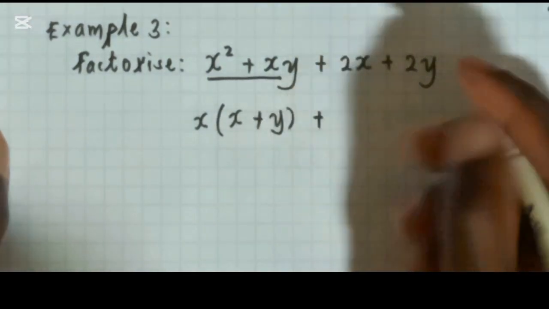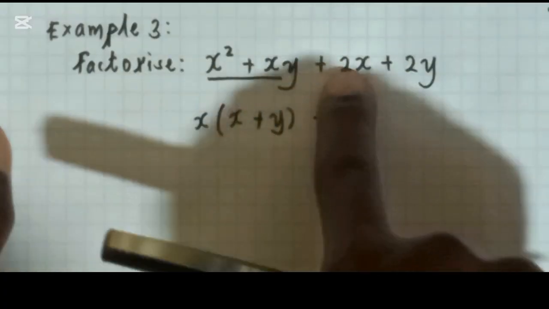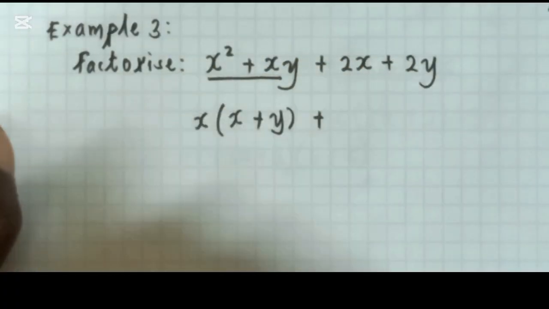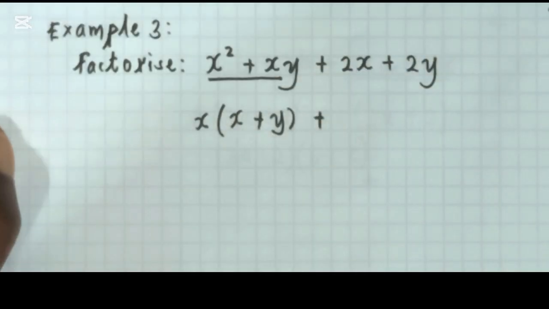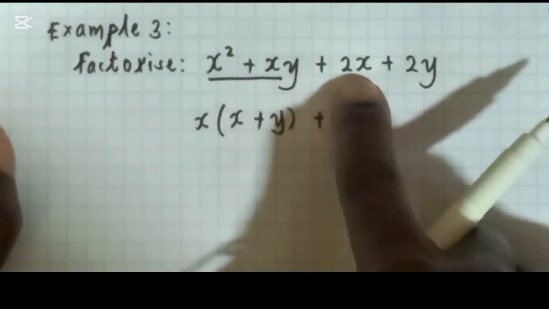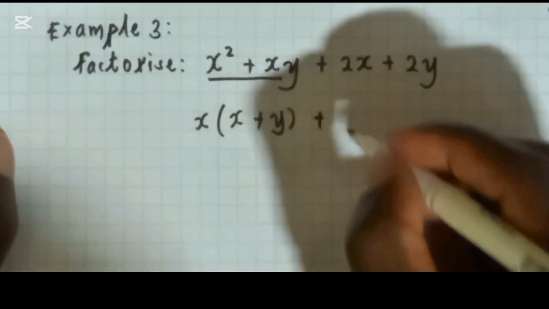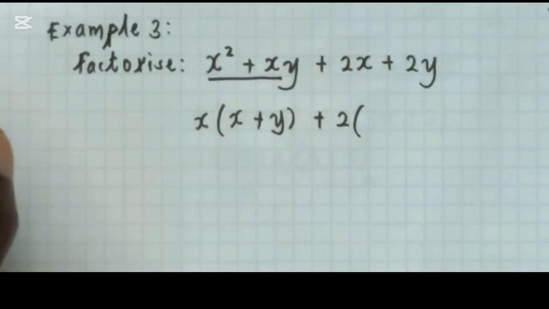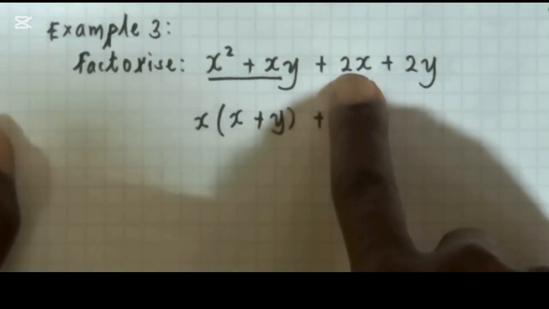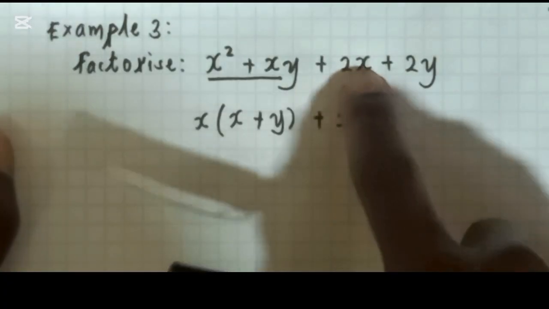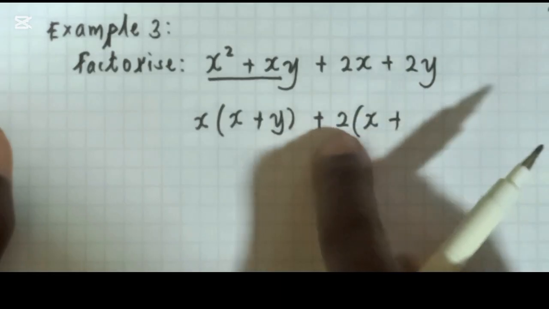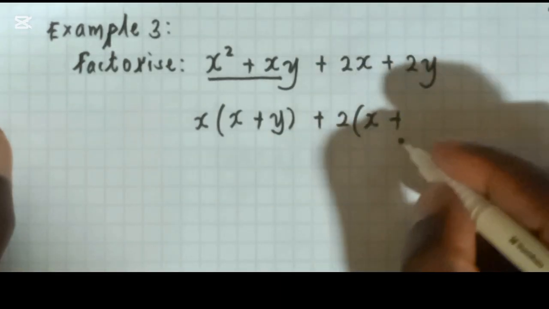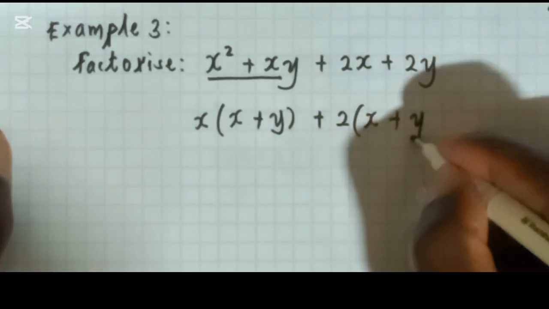So in the second pair, we are going to have 2x plus 2y. And in this expression, note that 2 is the common factor. 2 can divide this term, 2 can divide this term. So we're going to factorize 2 out. Whatever will be in the bracket will be as a result of dividing 2x by 2, which will leave us with x, plus 2y divided by 2, which will give us y.